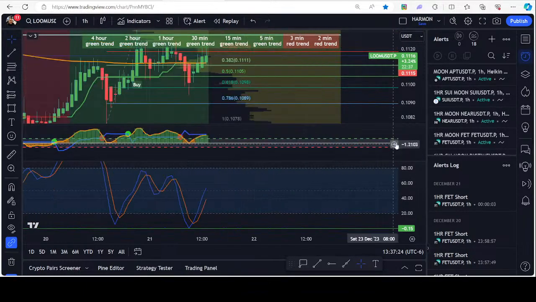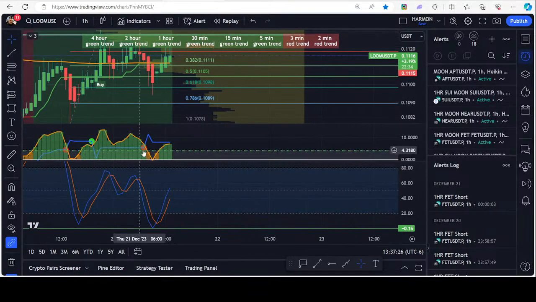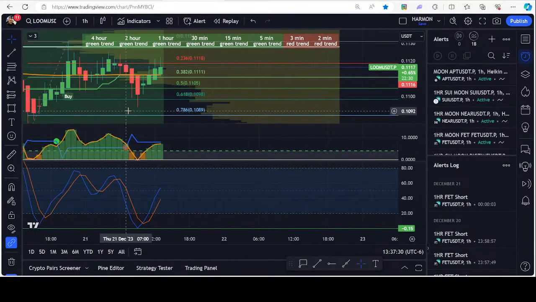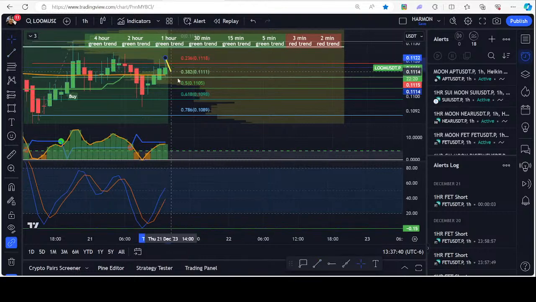So currently, Loom has a red moon, which we already saw there was a pullback. So this looks just like Ocean. So Loom had a pullback. Now it's bouncing, right? And now we're in the same scenario. We're expecting the bounce to come in. We're expecting a short to happen. And then after that short, then you're looking for the W again.